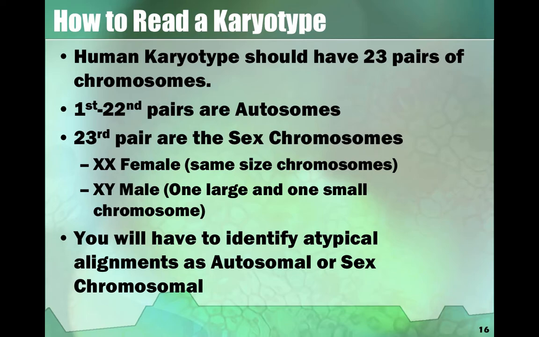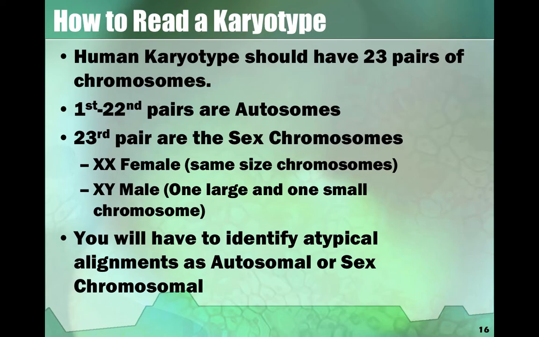So, the first thing you need to know about a karyotype is, of course, humans typically have 23 pairs of chromosomes. And whenever we say 23 pairs, it's much like your shoes. Whenever you say a pair of shoes, there's actually two there. So, we've already talked about how humans have 46 chromosomes, but that would be 23 pairs.